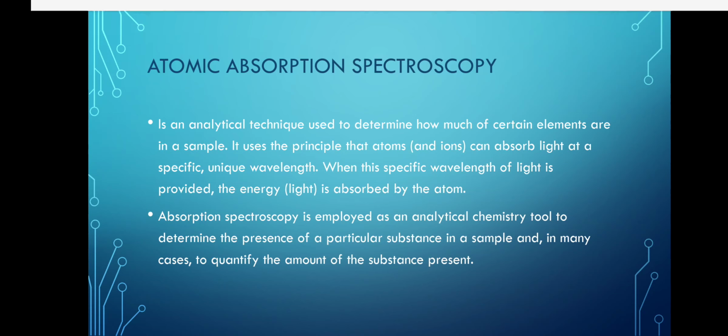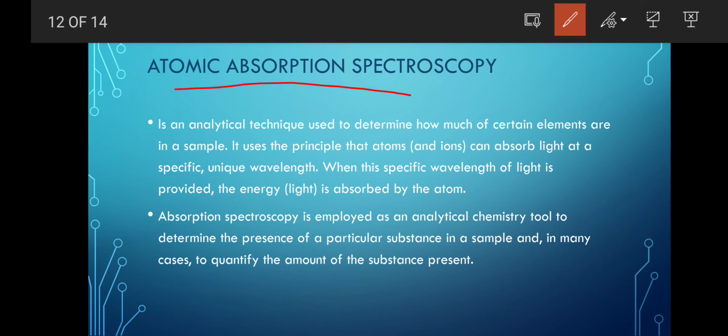Then the atomic absorption spectroscopy. Here it is also an analytical technique. It is used to determine how much of certain elements are in a sample. So all this I have said, they are quantitative methods. It uses the principle that atoms, or you can say the ions, can absorb light at a specific or unique wavelength. So when this specific wavelength is provided to them, the energy is absorbed by the atom. Each atom absorbs this particular energy uniquely. Unique principle.